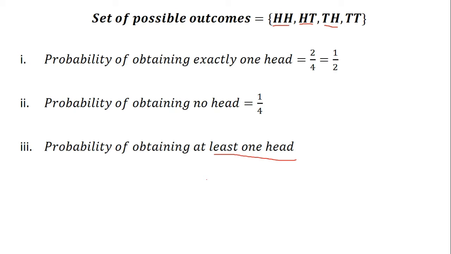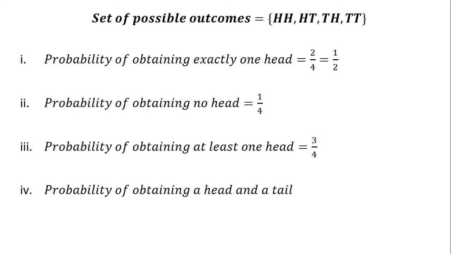So at least 1 head, we are having 3 members. So the number of members in the event is 3. Our sample space is 4. So the probability is going to be equal to 3 divided by 4 to give us the probability of obtaining at least 1 head.